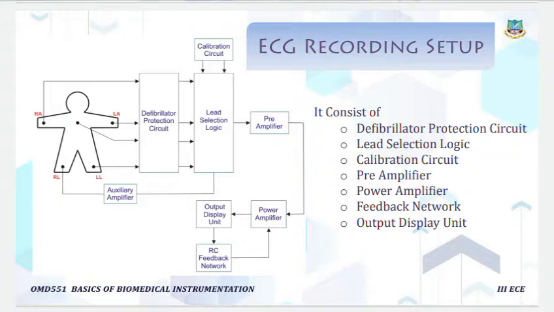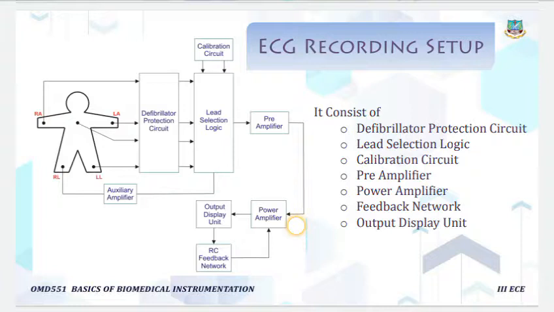Next it goes to the bioamplifier. This bioamplifier consists of a pre-amplifier as well as the power amplifier. The pre-amplifier is a differential amplifier with high gain and a high common mode rejection ratio, and it is followed by the power amplifier. This power amplifier is used to drive the recorder, just to record the measurement.